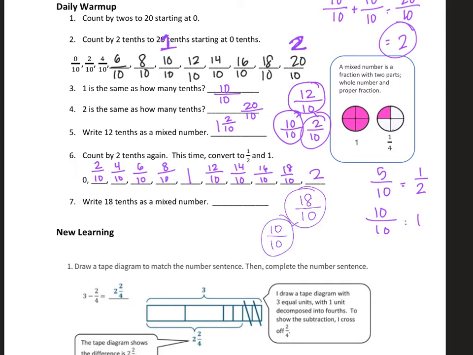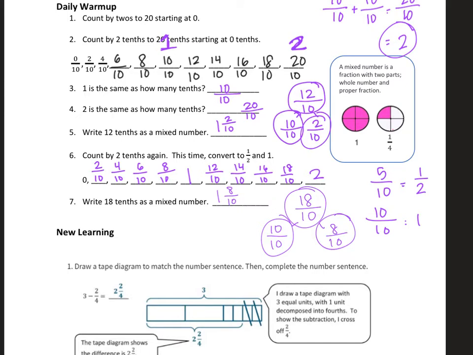All right, and how many tenths do I have left over now that I pulled out 10 of those 18/10? I have 8/10 left over. So if I want to rewrite this as a mixed number, I'm going to say that 18/10 is the same as 1 whole and 8/10. Okay, so there you go. That is it for our daily warm-up.